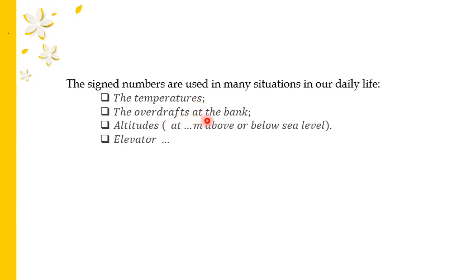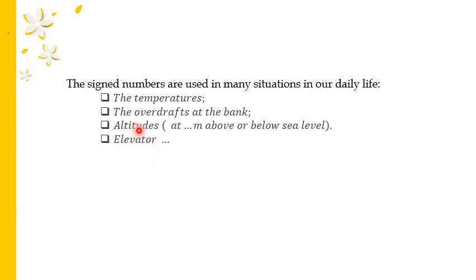The overdrafts at the bank. If I put in the bank 1 million and I took a loan of 1,500,000, it means that I have to pay to the bank 500,000 Lebanese lira. Okay? It's not in my account, I have to pay it.